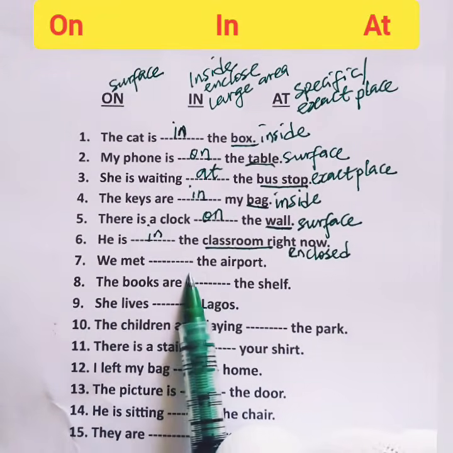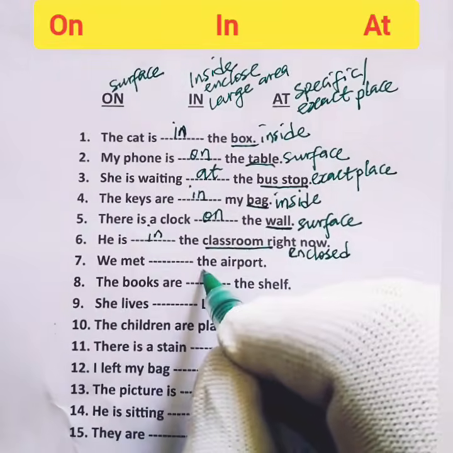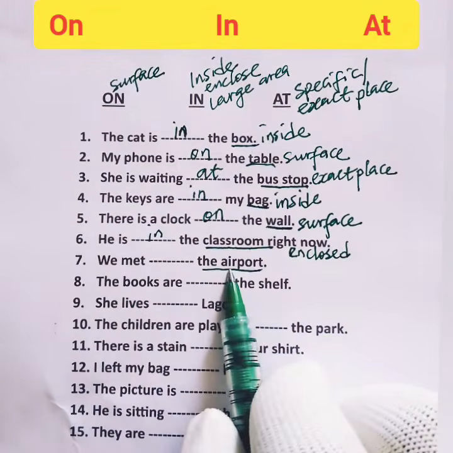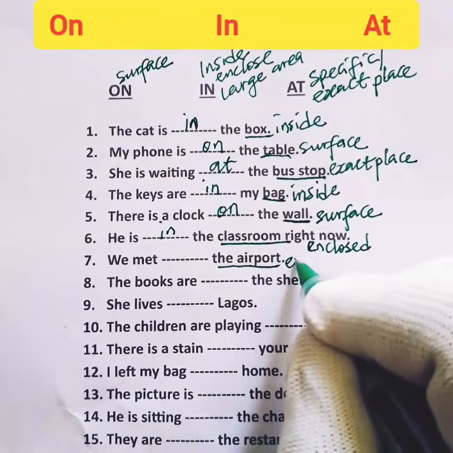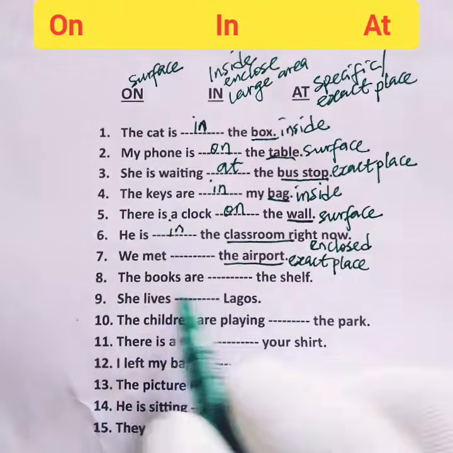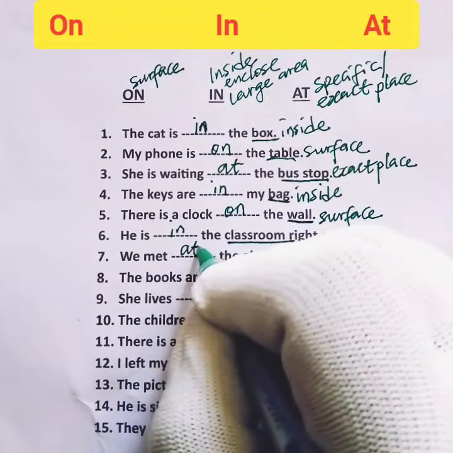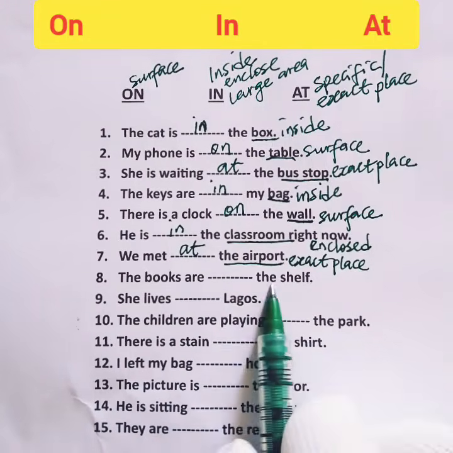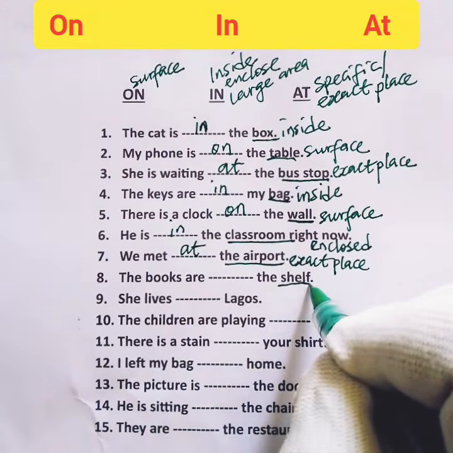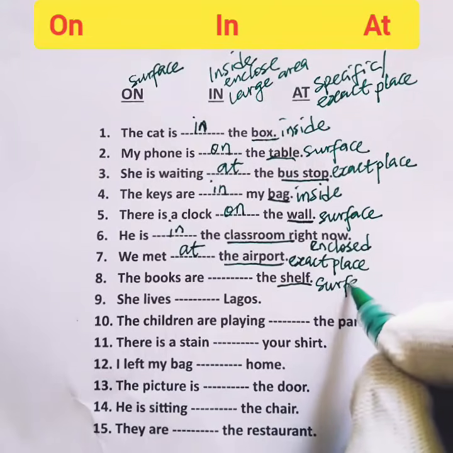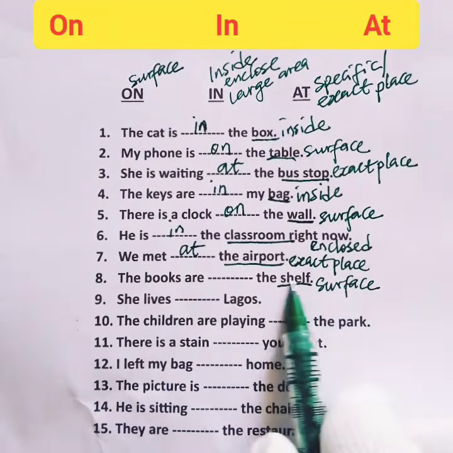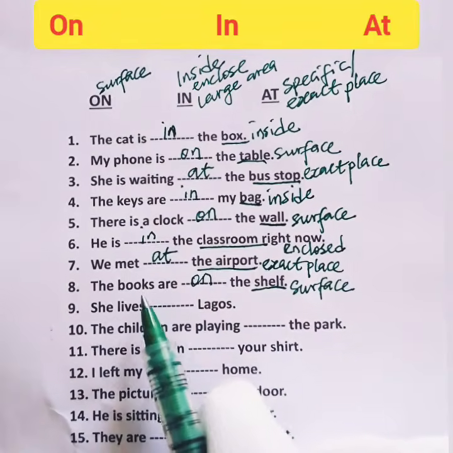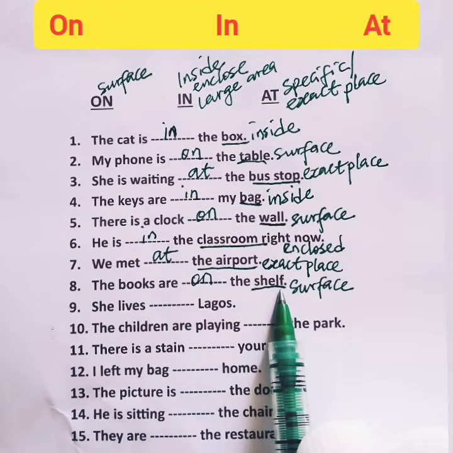7. We met blank the airport. Airport is a specific place where we can meet. A specific or exact place. So for exact place, use at. We met at the airport. 8. The books are blank the shelf. Shelf has a surface. So for something that has a surface, use on. The books are on the shelf.